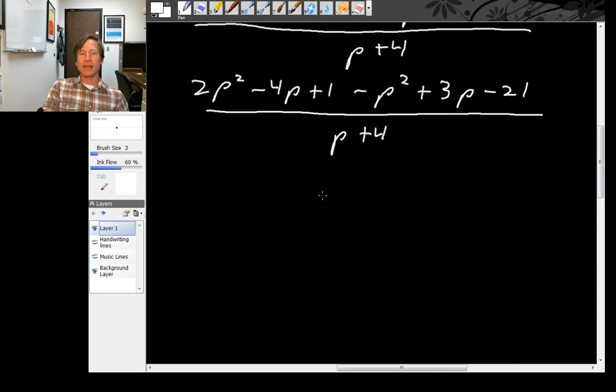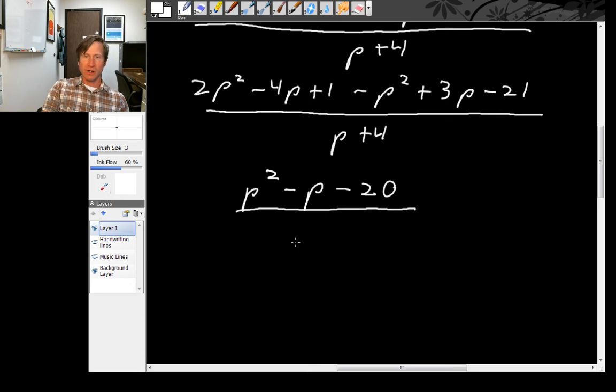Now we need to combine like terms. So we have 2p squared minus p squared, that's p squared. We have minus 4p plus 3p, that's minus p. And then plus 1 minus 21 is minus 20, all over p plus 4.